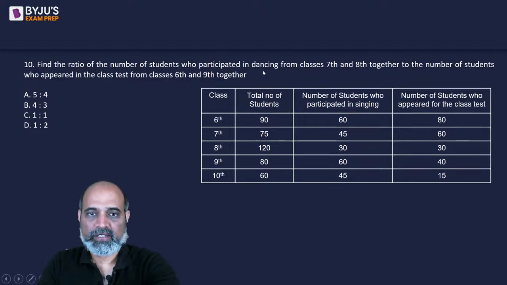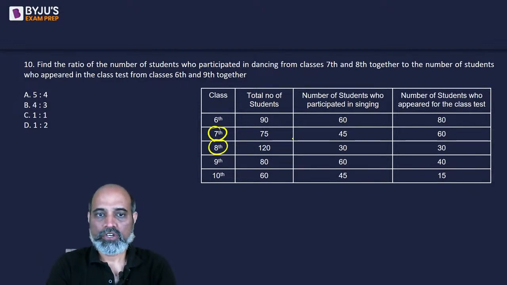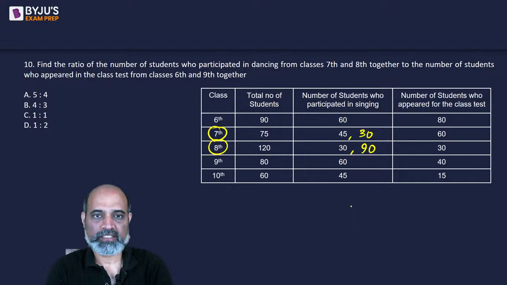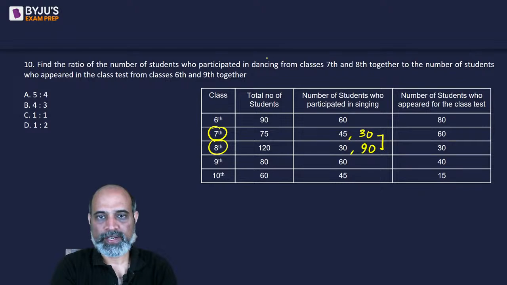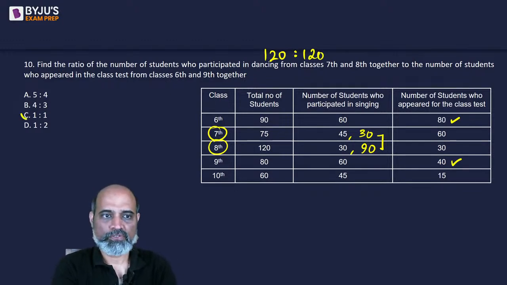Okay. Find the ratio of the number of students who participated in dancing from class 7th and 8th together. Out of 75, if 45 appeared for singing, 30 appeared for dancing. Out of 120, if 30 appeared for singing, that means 90 appeared for dancing. So the number of students who appeared for dancing together is 120, to the number of students who appeared in the class test from 6th and 9th together. 6th and 9th together is 80 plus 40, which is another 120. So 1:1 is the ratio.